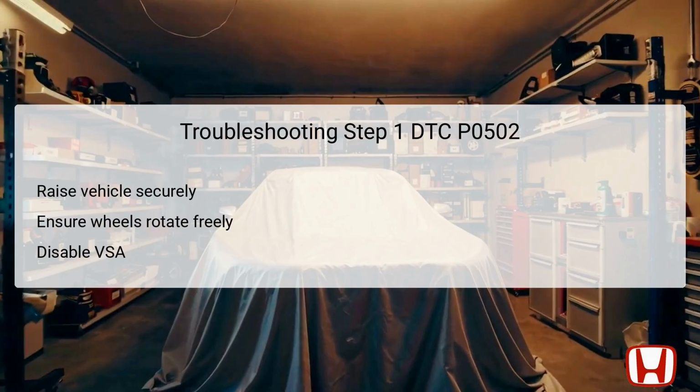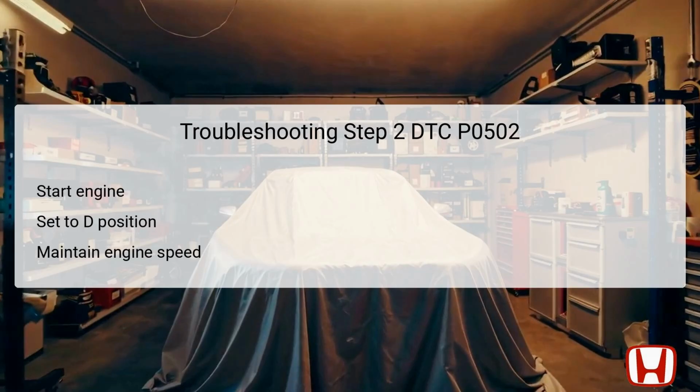Following this, the Vehicle Stability Assist, VSA, must be disabled to prevent it from interfering with the performance diagnostics related to the speed sensor. Disabling the VSA system ensures that any anomalies detected are solely attributed to the speed sensor, rather than being masked by the stability system's controls. In the second troubleshooting step, the engine must be started after securely raising the vehicle.